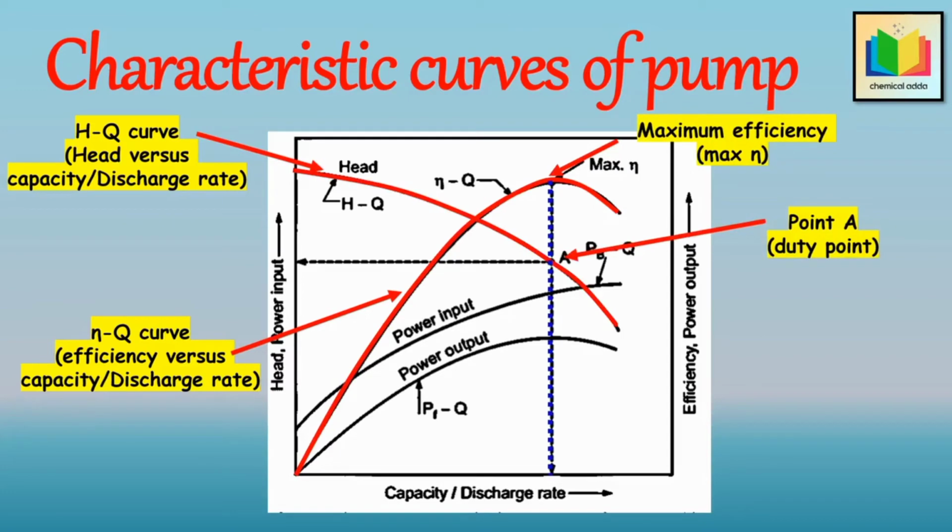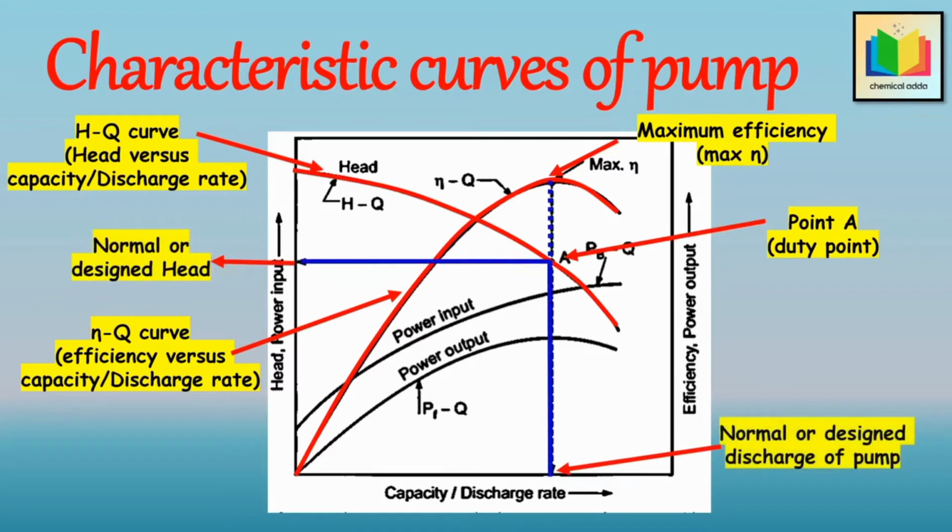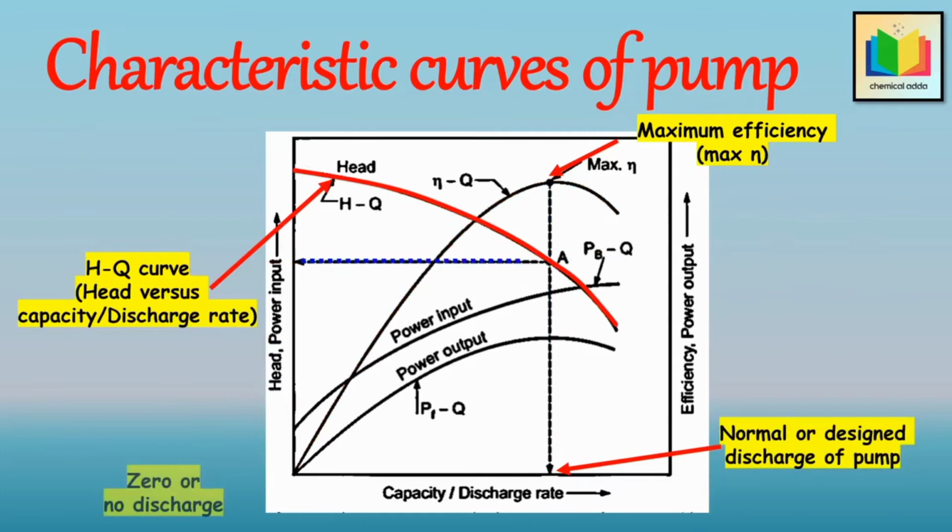The values of head and discharge rate corresponding to the maximum efficiency are known as the normal or designed head and normal or designed discharge of the pump. The head corresponding to zero or no discharge is known as the shut-off head of the pump. So from HQ curve, we can determine whether the pump will handle the necessary quantity of liquid against the desired head or not, and the effect of an increase or decrease of head.